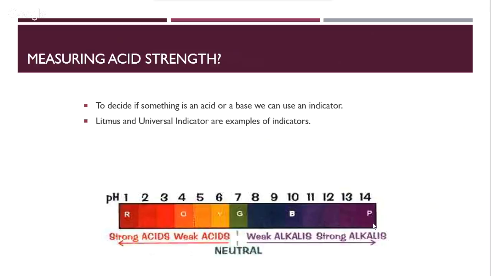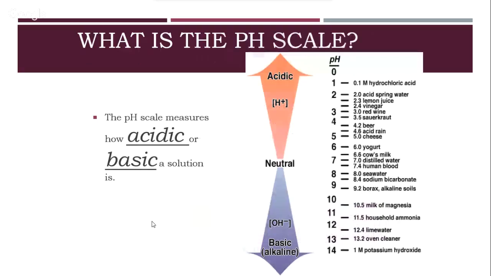Now this is the color array for litmus, or a universal indicator. Whenever you have a pH, a particular color is reflected in the solution, which can tell you what the pH of the solution is. And they change color depending on whether they're acids or bases as well.